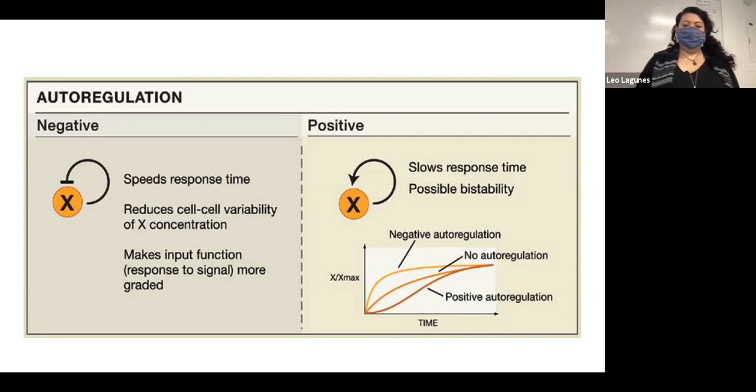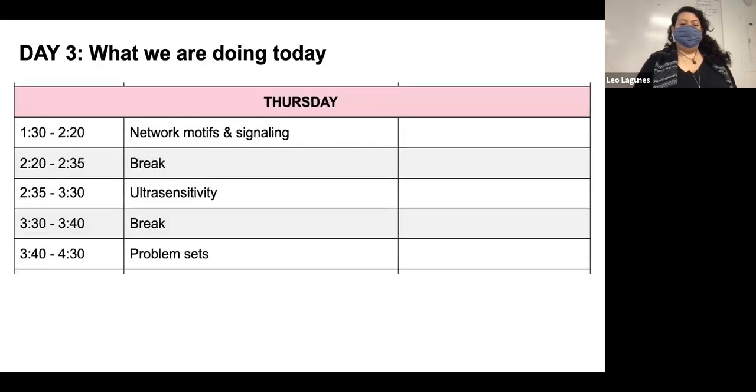So yesterday we talked a little bit about autoregulation and some of the properties that come with it. And we started to see some interesting time courses. But today we're going to jump in a little bit into the last thing I wanted to cover for network motifs and signaling. We'll take our break, and then we're going to talk about ultrasensitivity, which is one of my favorite topics. And then you'll have the rest of the time to finish all of the problem sets, look at all of your solutions, and make sure that you leave with a solution so that if you ever want to refer back to it, you have something that you can look at.